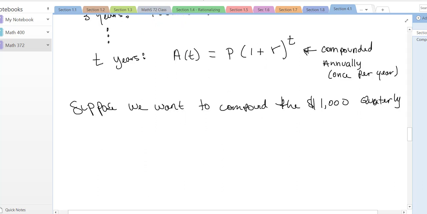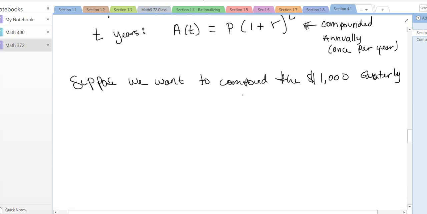What I'm doing here is trying to come up with the formula for compounding different amounts throughout the year. So we have it for annually: the amount is P times (1 plus R) to the T. And you may already know what the formula for compounding any number of times per year is, but we're trying to come up with it.